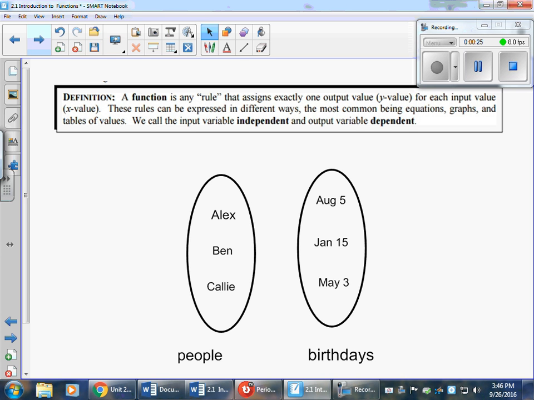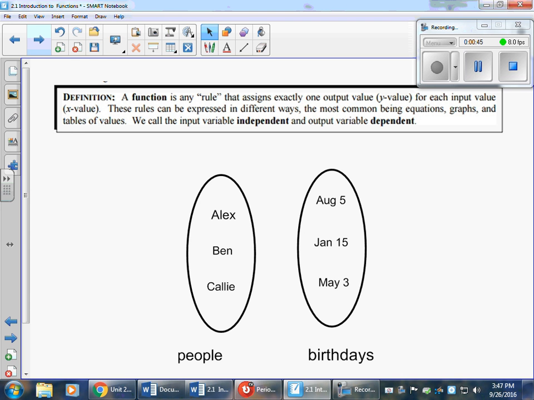A function is any rule that assigns exactly one output or y value for each input value or x value. These rules can be expressed in different ways, the most common being equations, graphs, and tables of values. We call the input variable the independent and the output variable dependent.